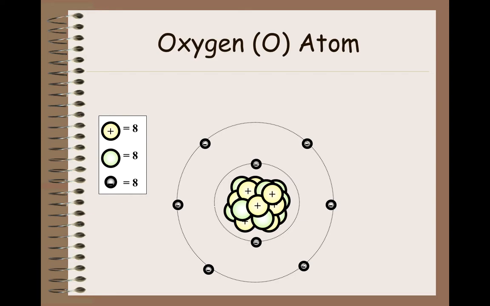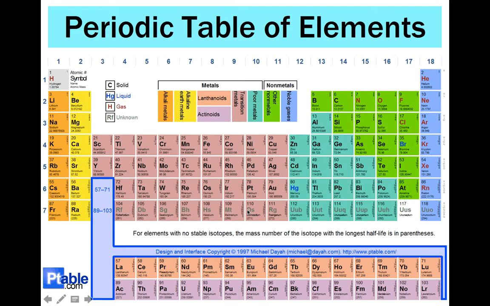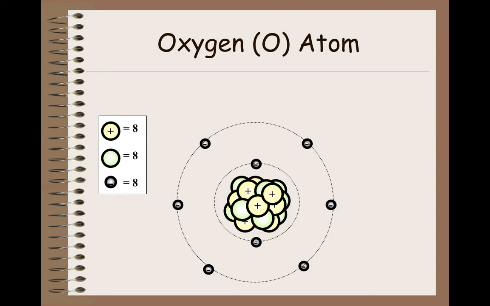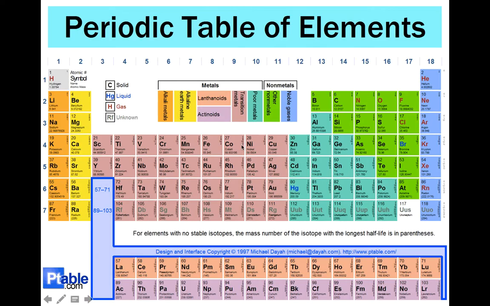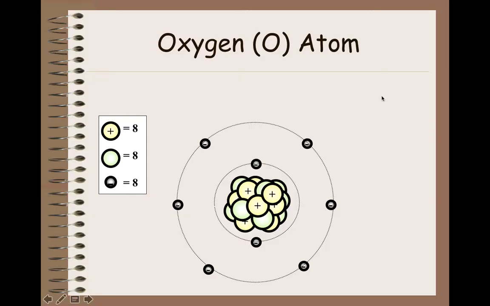Okay, so let's just look at a couple examples here. Oxygen, for example. Again, I just want us to see what this looks like. If we look at oxygen on the periodic table, oxygen is in group 16. So it has how many valence electrons? It has 6. So if we look at this picture of an oxygen atom, we know that in total it has 8 electrons. I know that because if I look back at the periodic table, the atomic number is 8.